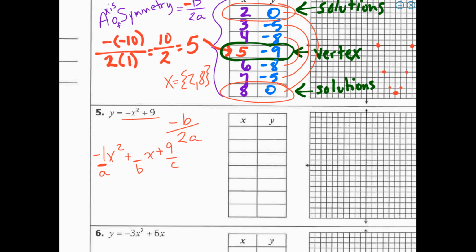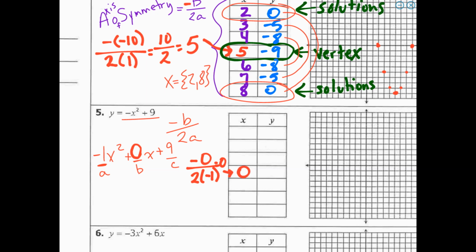If I don't have anything, what number do we use to represent nothing? 0. Nothing is 0, right? If there's nothing there, it's 0. So if I have -0 divided by 2 times -1, well, 0 divided by anything is what? 0. Okay? So 0 goes right here in the middle.